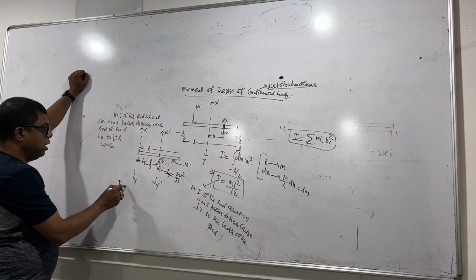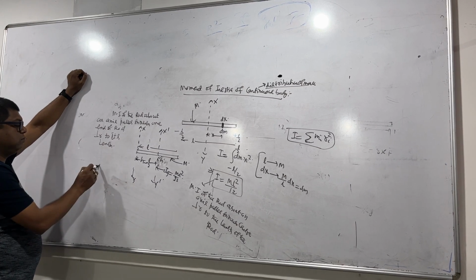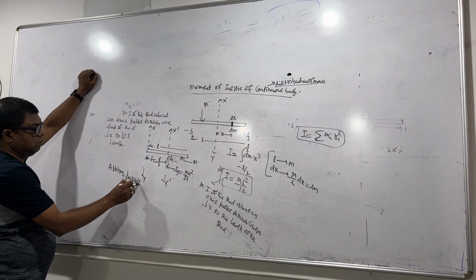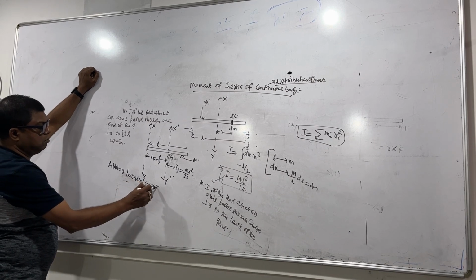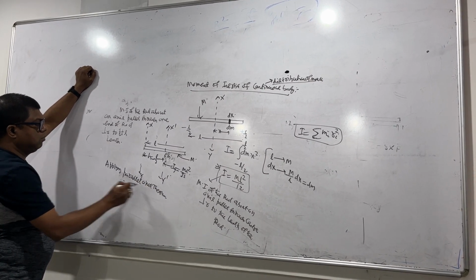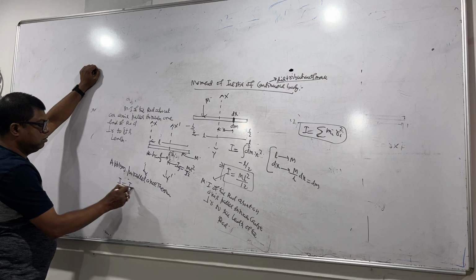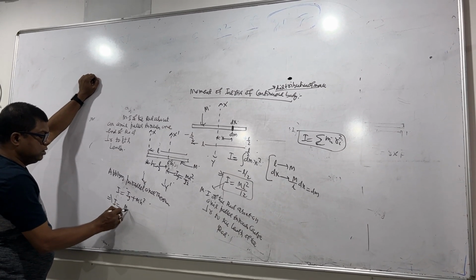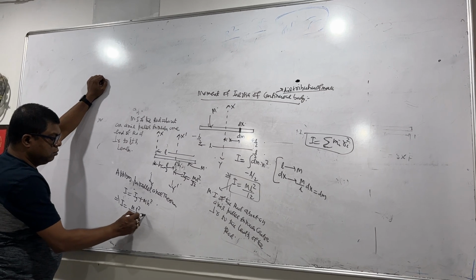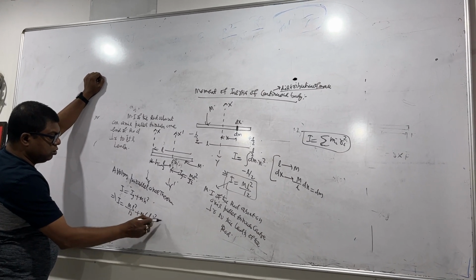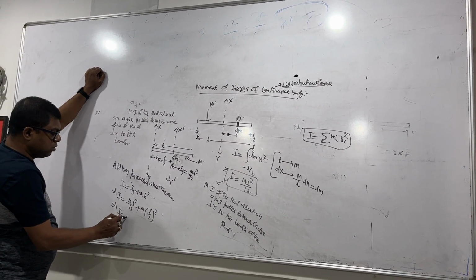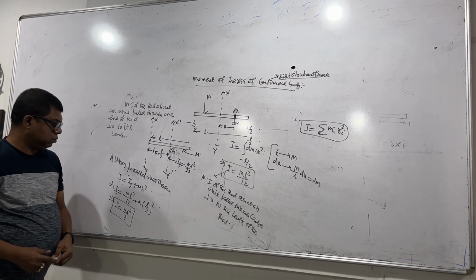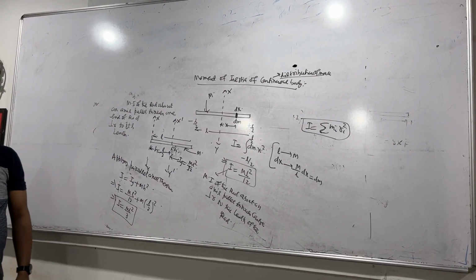Applying the parallel axis theorem, I is equal to Ic plus M h square. Ic is equal to ML square by 12, plus M into L by 2 the whole square. That is, I is equal to ML square by 3.